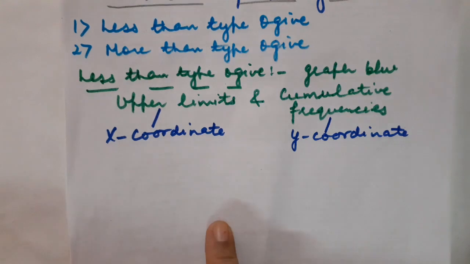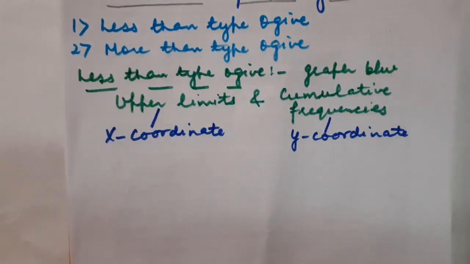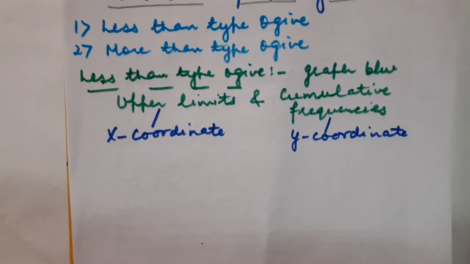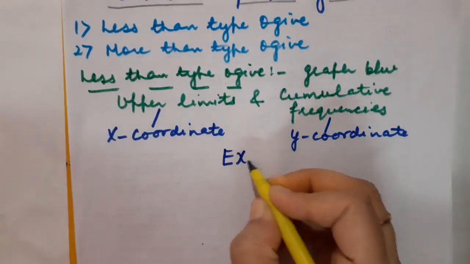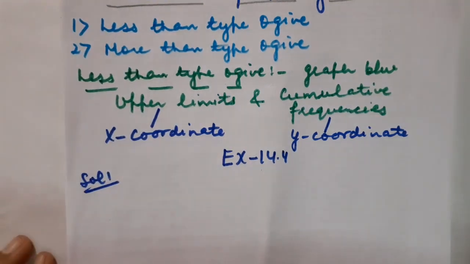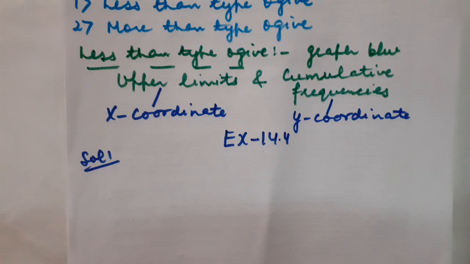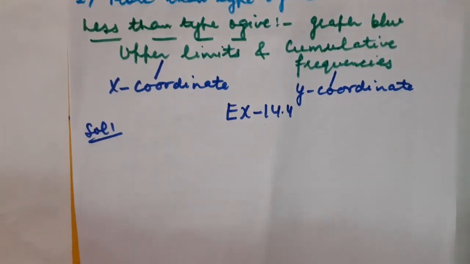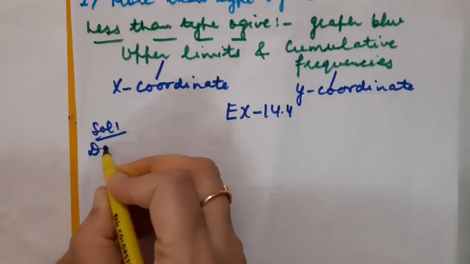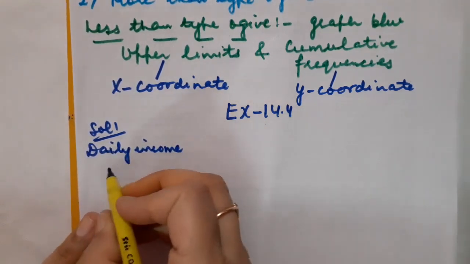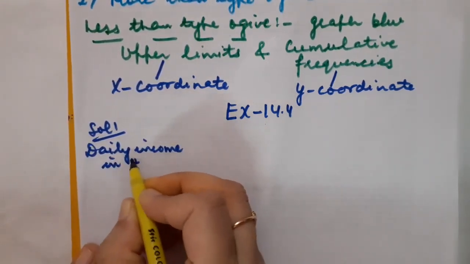Correct? So for better clarity of the concept, I am going to take one question from exercise 14.4 so that you can understand the less than type ogive. So let us start exercise 14.4. Question number 1 I am going to take. Fine. What is said in that question? The following distribution gives the daily income of 50 workers of a factory. So let us start writing the daily income. You know, income is always considered in rupees. So this is daily income in rupees.